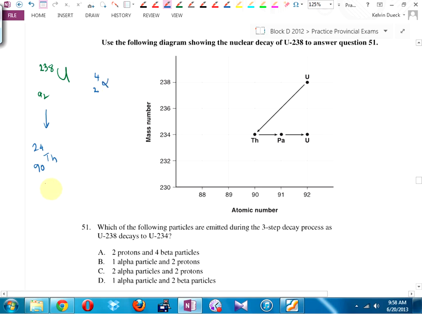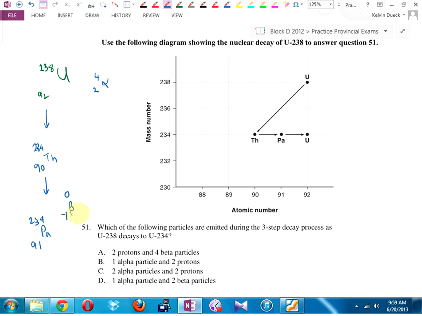Let's keep going. Then what did we turn into? A mass of what? Oh, 234. A mass of what? Still 234? Atomic number of what? And it says it's palladium. What did we lose? Zero mass. And it looks like we somehow have to do that. Oh, you've given off a beta. Right?